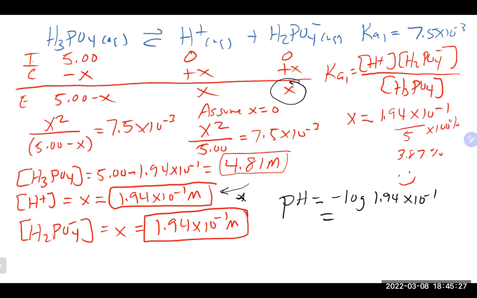And if we did that, we get minus the log of 1.94 times 10 to the minus 1, which gets us a 0.71 pH, which I would say is acidic for sure.